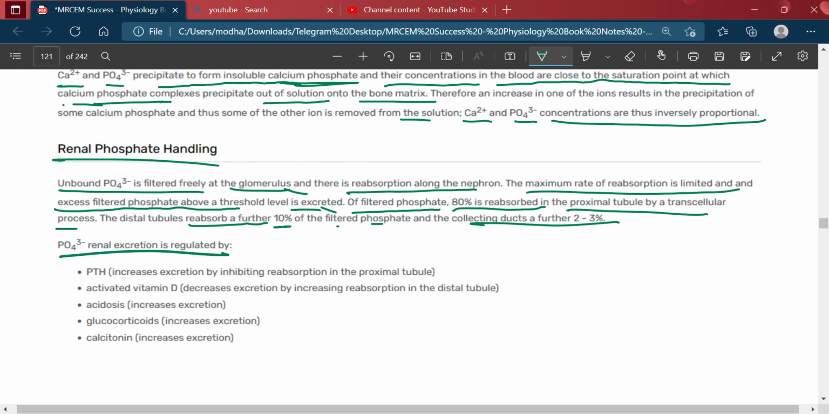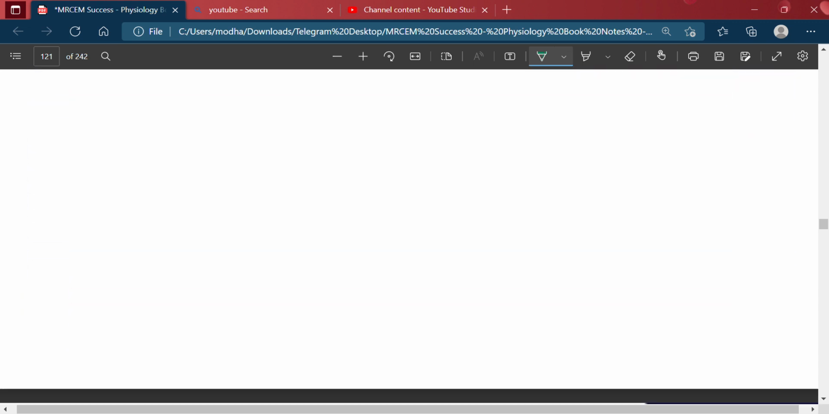Phosphate renal excretion is regulated by the parathyroid hormone, which increases excretion by inhibiting the reabsorption in the proximal tubule. Then activated vitamin D decreases the excretion by increasing the reabsorption in the distal tubule. Acidosis increases the excretion, glucocorticoid increases the excretion, and calcitonin increases the excretion. Only vitamin D causes the reabsorption of phosphate. The parathyroid hormone, acidosis, glucocorticoid, and calcitonin will increase its excretion.